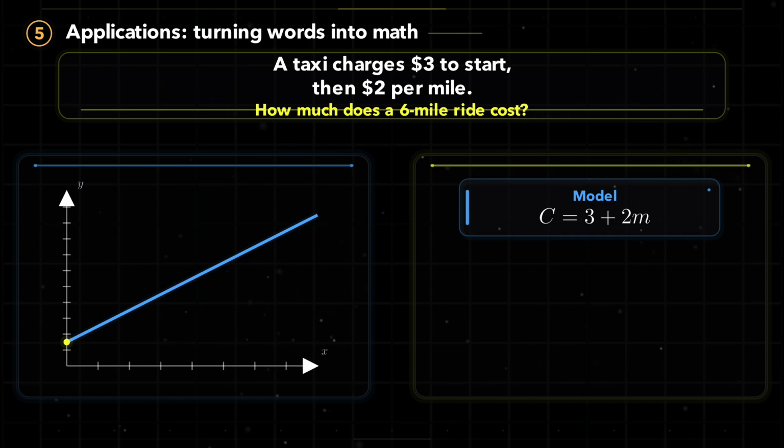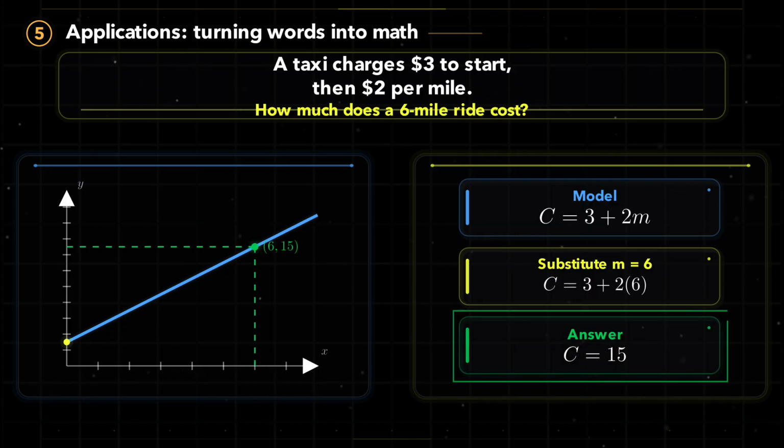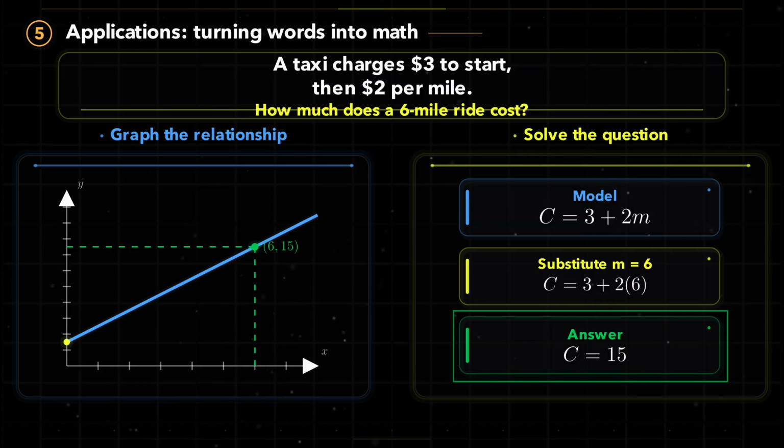Now, the question asks for a 6-mile ride, so we substitute m equals 6. C equals 3 plus 2 times 6. 2 times 6 is 12, and 3 plus 12 is 15, so the total cost is $15. On the graph, the starting cost is the y-intercept. That is the point where the ride starts and the number of miles is 0. The slope is 2, because the cost increases by $2 for every 1 mile. This is a linear relationship, because the cost changes at a constant rate. Every extra mile adds the same amount.